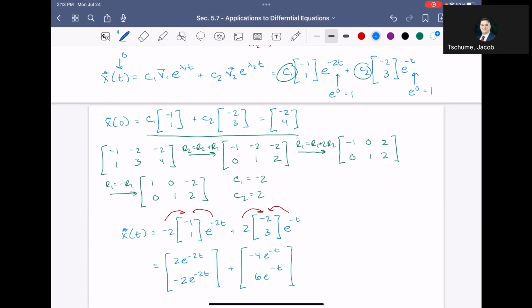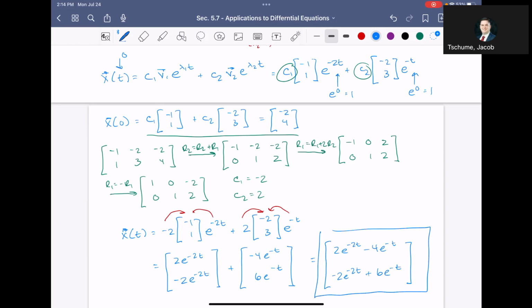And since both of these are two-dimensional vectors, you can simply add them together and you will have your final solution. If you add the two top terms, they do not go together. This is just 2e to the -2t minus 4e to the -t. And on the bottom, that would be -2e to the -2t plus 6e to the -t. And this is the vector that makes our statement true.